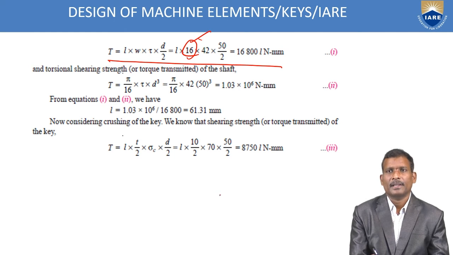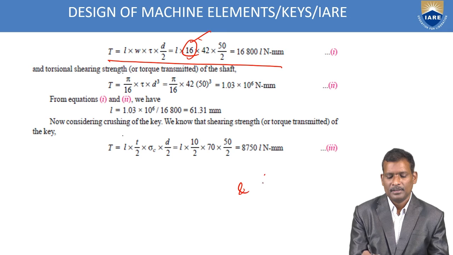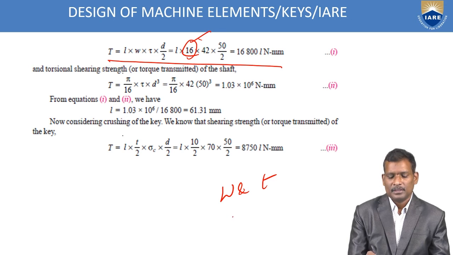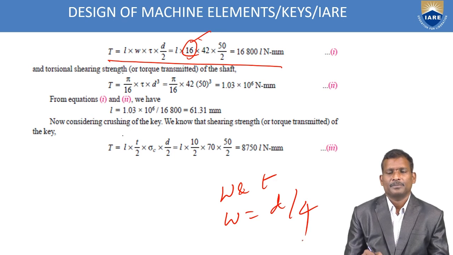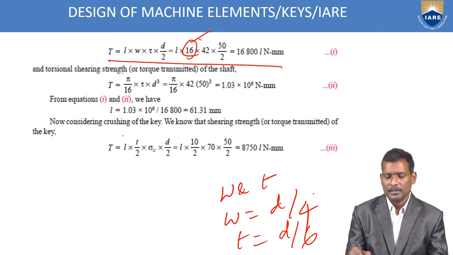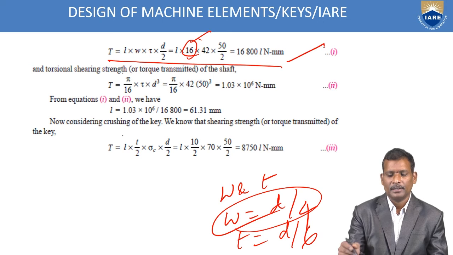You already know the rectangular key dimensions are width and thickness. So, the width is equal to D by 4, where D is the diameter of the shaft, and thickness you can take D by 6. Clear? Here D is given as 50. So, 50 by 4. Apply this empirical relation and calculate the torque.